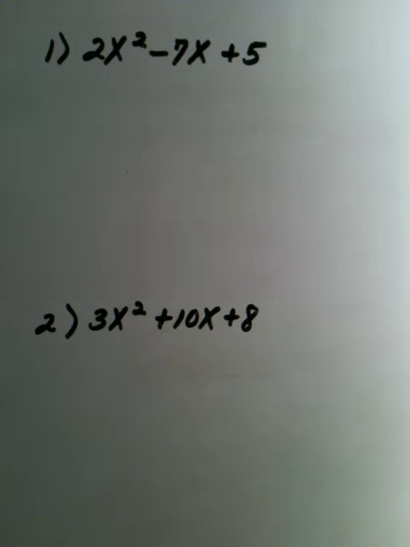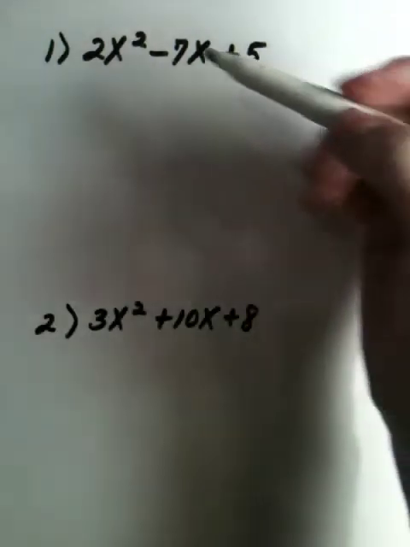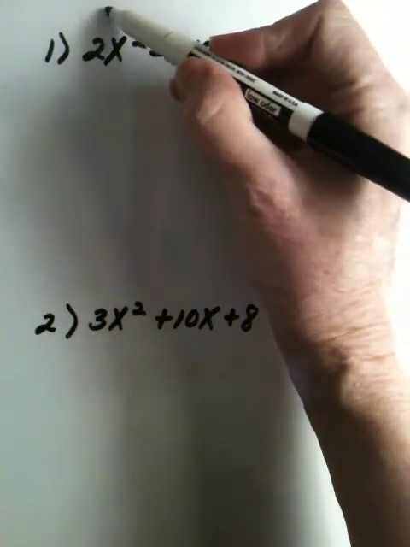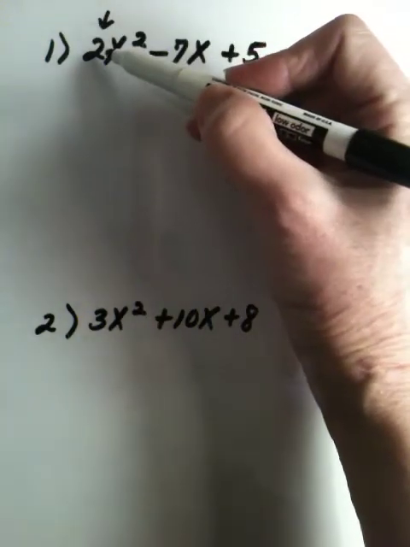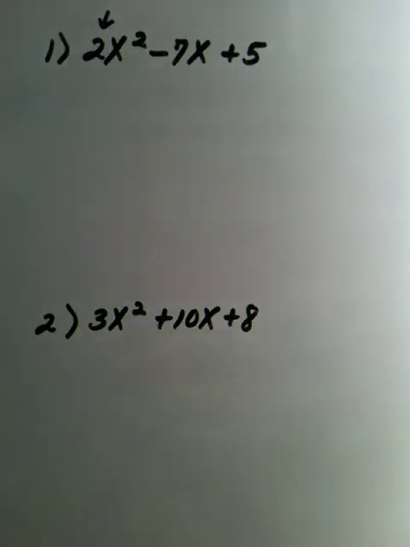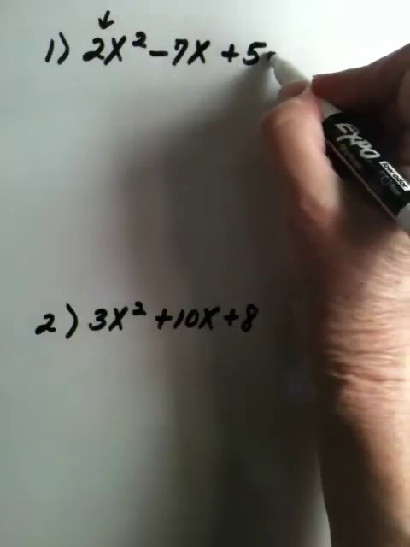We already learned how to factor a trinomial, but we have not talked about a trinomial that has a coefficient in front. X squared has a coefficient of 2. Now there's a method called trial and error, and you could use that, but to get the exact answer the first time, there's some steps we can go through.